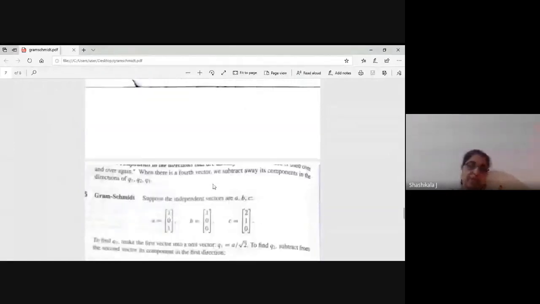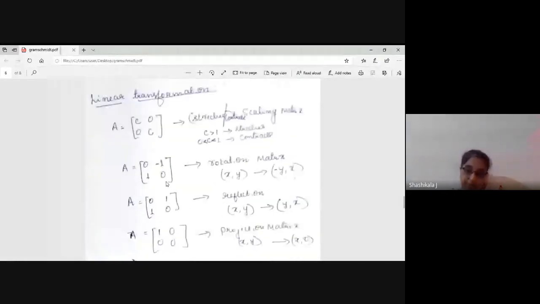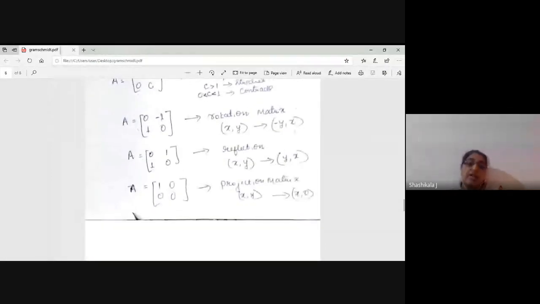Okay, so next, in the exam, or in the test, or in the quiz, you have to remember these 4 matrices. They may give the output vector and ask what should be your linear transformation matrix. Then also you should be able to do it.